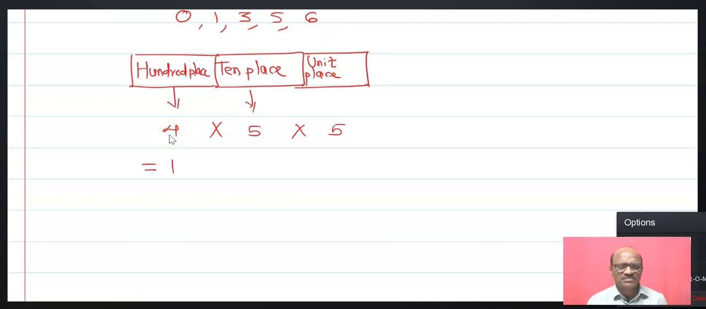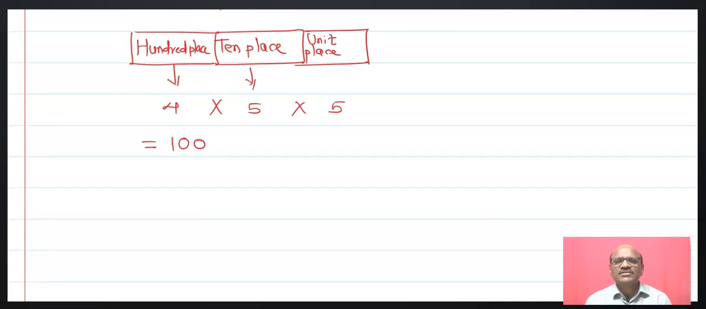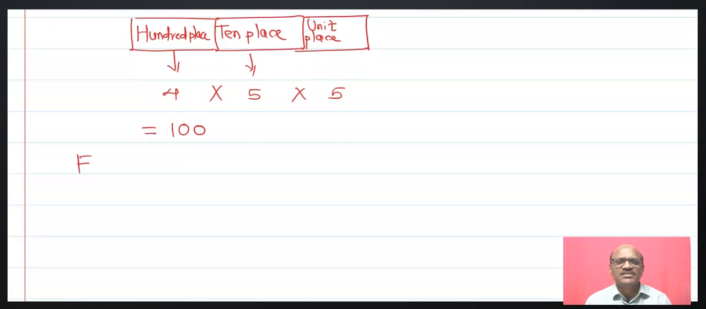Therefore here is a 4. And for the 10 place we can take any of these. Therefore the number of possibilities is here 5. And for the unit place again we can take 5. That is equal to 100 for these 3-digit numbers when the repetition is allowed.